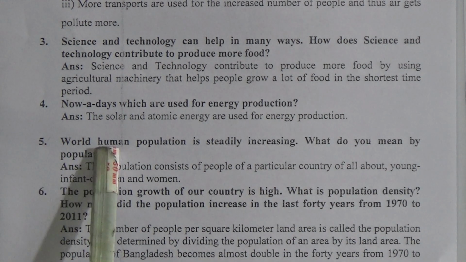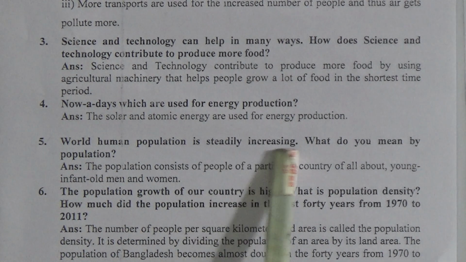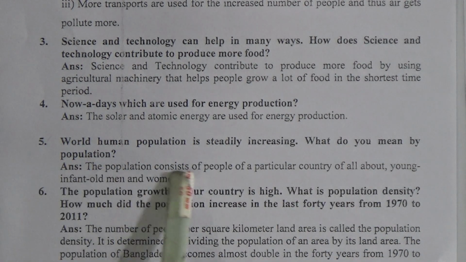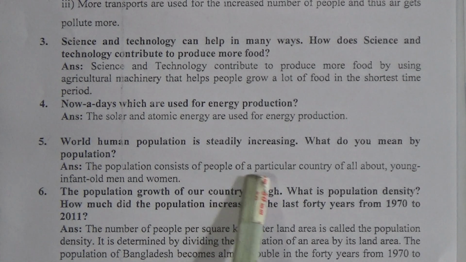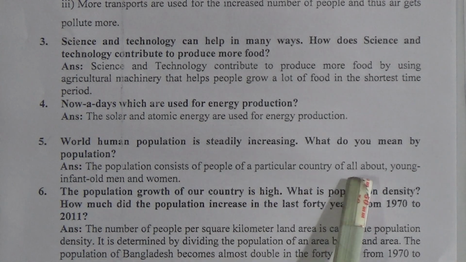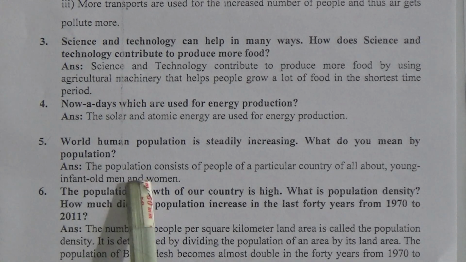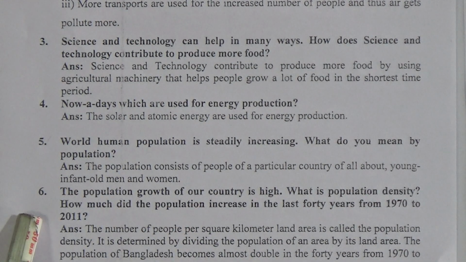Question number 5 is, world human population is steadily increasing. What do you mean by population? The answer is, the population consists of people of a particular country, of all ages: young, infant, old, men and women.